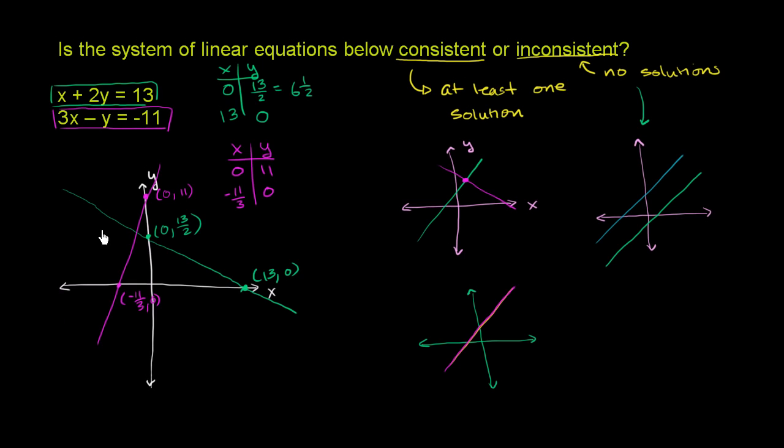Now, I might not have been completely precise when I did this hand-drawn graph, but clearly these two lines intersect. They intersect right over here. To answer the question, you don't even have to find the point at which they intersect. We just have to see very clearly that these two lines intersect. So this is a consistent system of equations. It has one solution, and you just need at least one in order to be consistent. So once again, consistent system of equations.